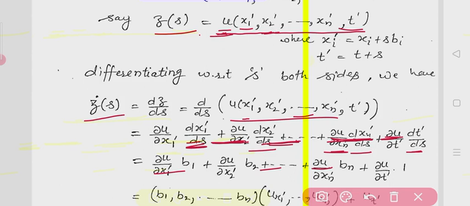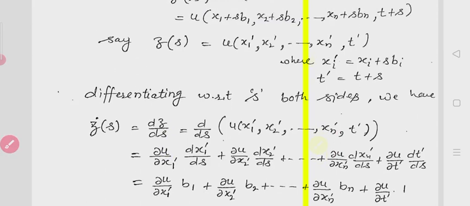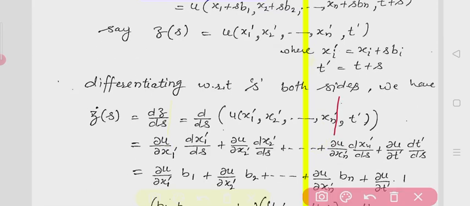You know that if you take the derivative of x1 dash with respect to s, what will it be? You can look here. This is your x1 dash. The derivative of x1 dash with respect to s will be v1. For x2 dash with respect to s, that will be v2. For xn dash with respect to s, that will be vn, right? And for t dash with respect to s, you will get only 1, okay? So we have written these derivatives here: v1, v2, v3, vn, and 1, right?